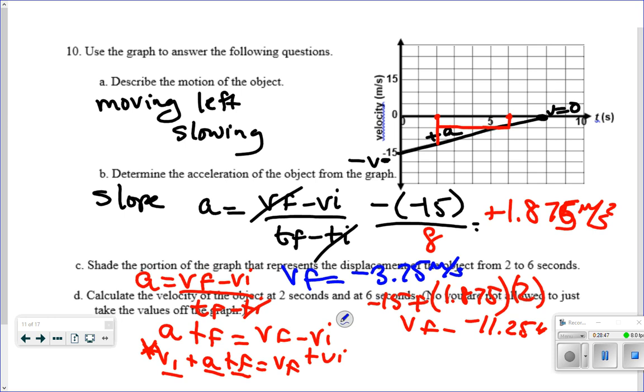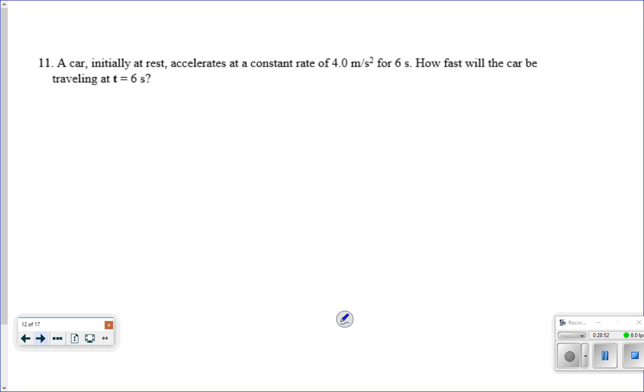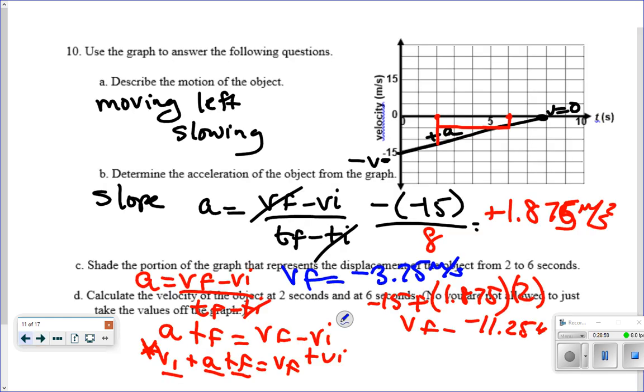Okay, let's hope and pray that we kept on going on the next slide. Yep, there we go. Calculate the object's displacement from 2 to 6 seconds. Apparently, I didn't.